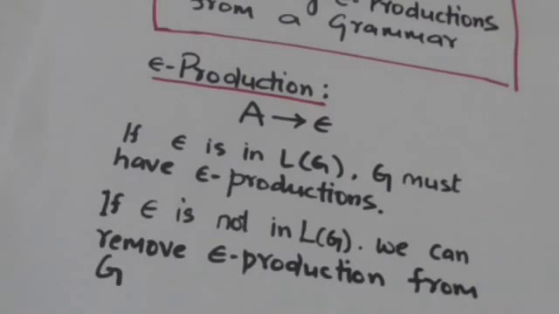Productions of a context-free grammar of the form A derives empty string are empty productions. If there is an empty string in the language of a grammar, then the grammar must have empty productions. But if the language of the grammar doesn't have an empty string, we can remove empty productions from that grammar.